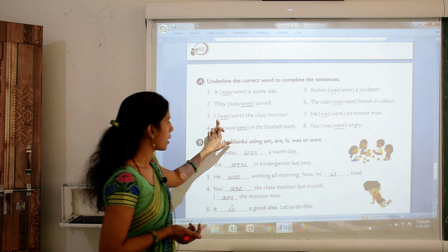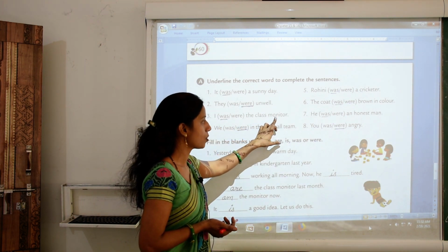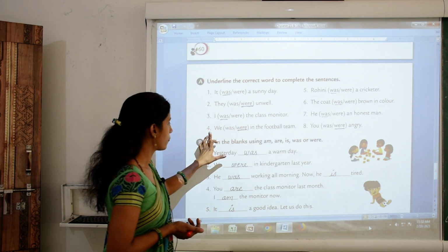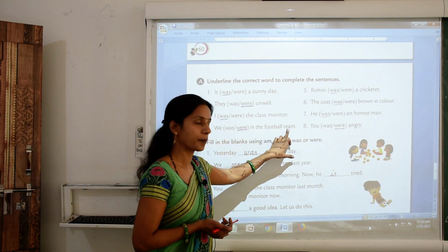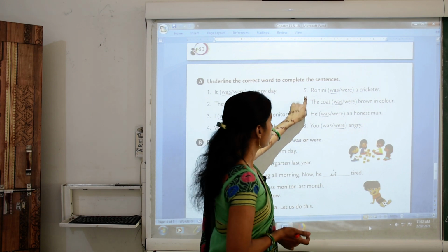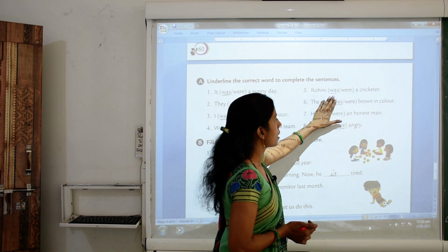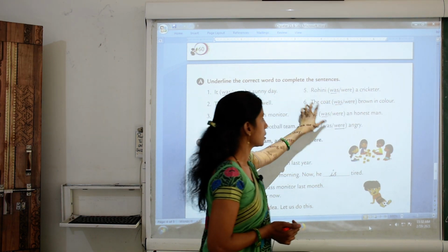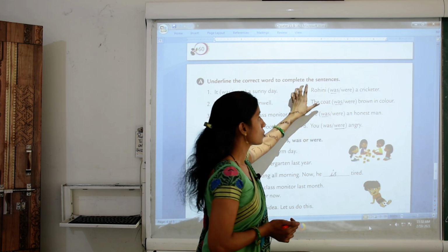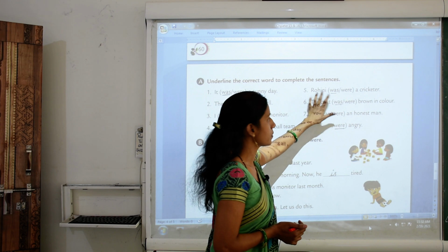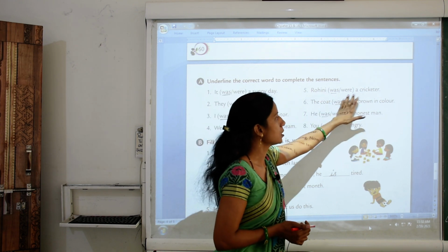Number 3, I was the class monitor. Number 4, we were in the football team. Okay. Number 5, Rohini was a cricketer. Rohini, she is singular, we are talking about only a singular person, so we use was with Rohini. Rohini was a cricketer.